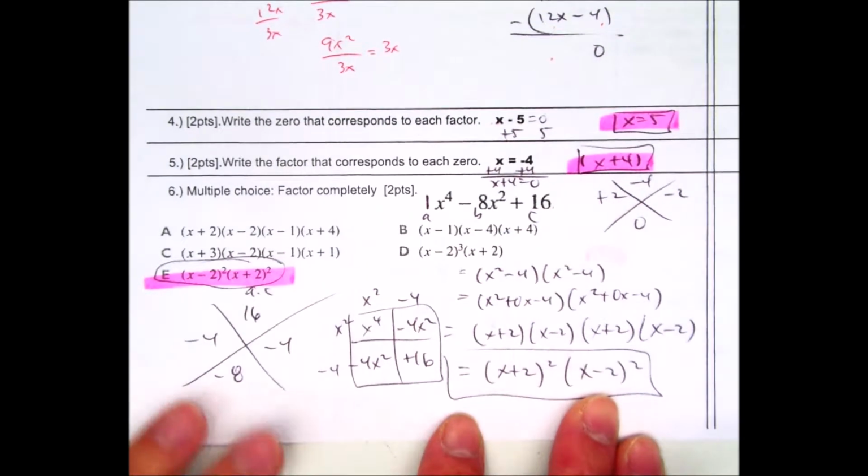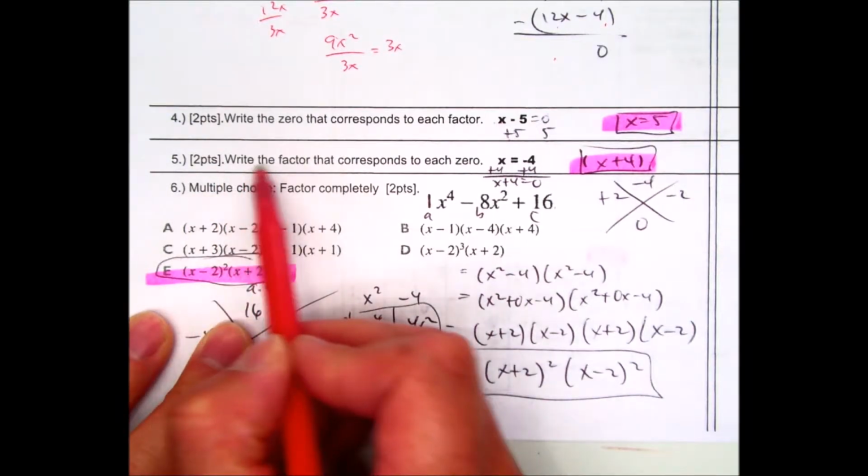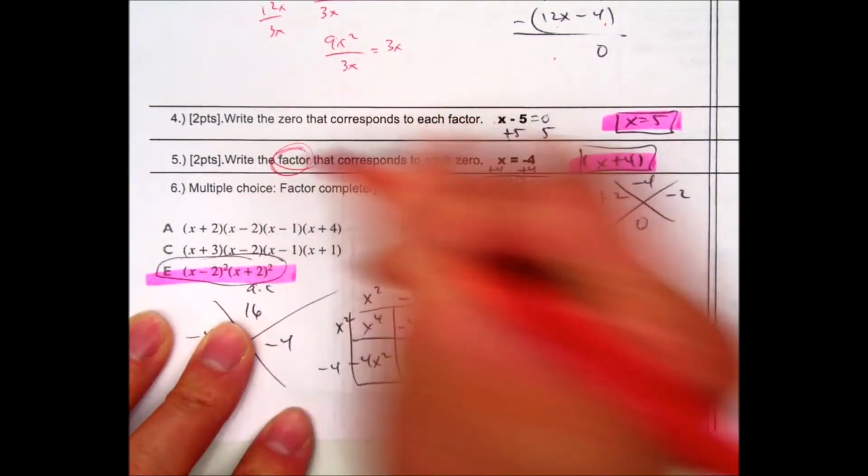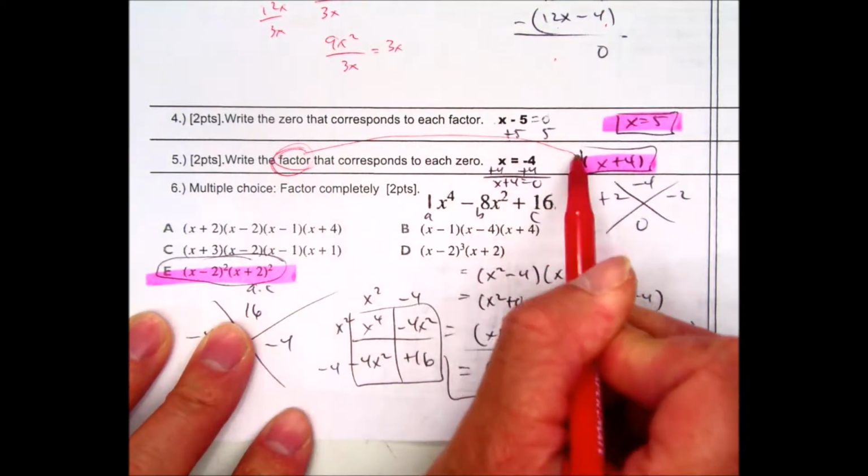Bad. Question number 5. Write the factor. So when you think of the word factor, you should be thinking of these parentheses.